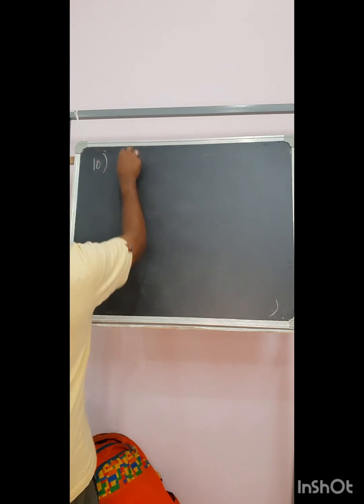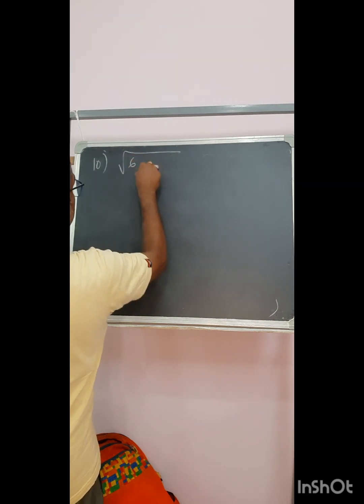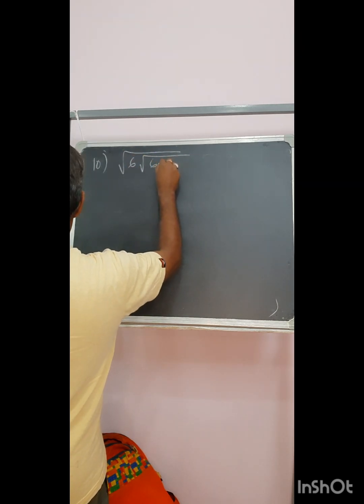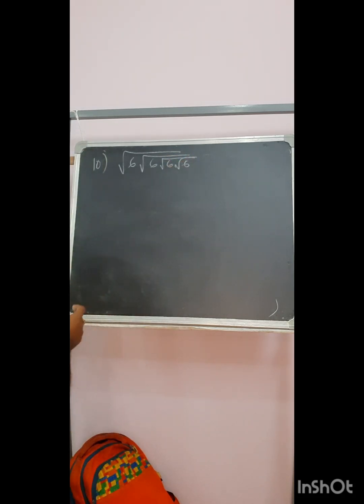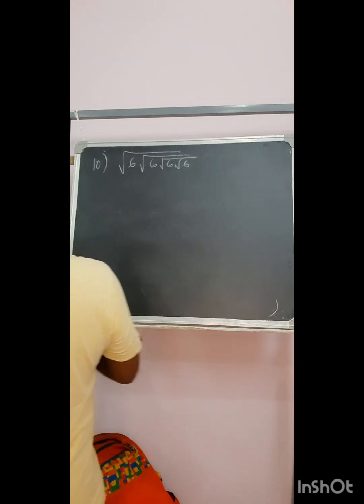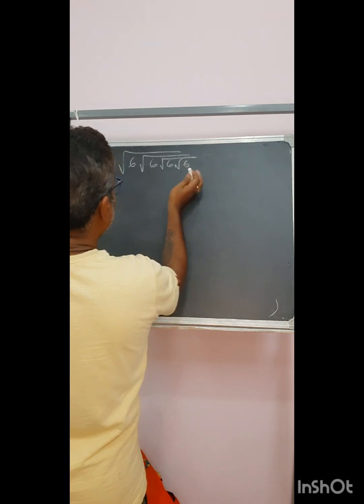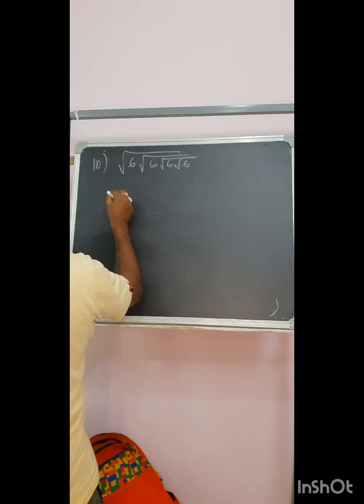The next one is 10. It asks what is the value of this consecutive surd under surds. So how will you solve it? For this, you have to remove the surds, and you have to do it like this.